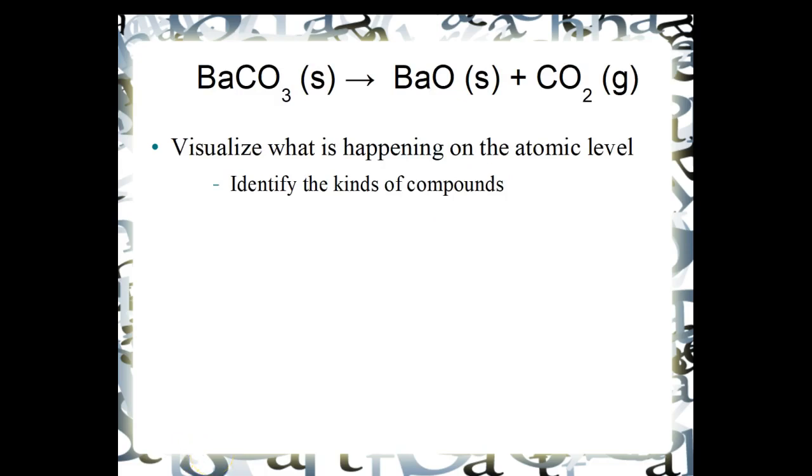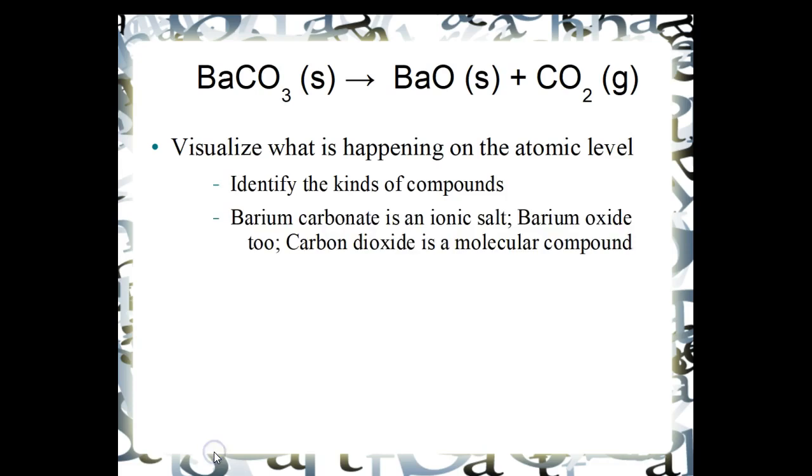So let's start with the barium carbonate decomposition, and we need to visualize what's happening on the atomic level. Look at the reaction and identify the two types of compounds you see here. Barium carbonate is an ionic salt. That's the reactant. Barium oxide, one of the products, is also an ionic oxide. Both are ionic compounds, but carbon dioxide, as with carbon monoxide, is a molecular compound. You may remember it's a linear compound.